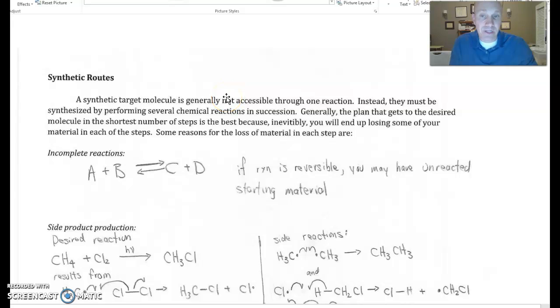In an ideal world, if you started with 100 molecules of A, you would be able to make exactly 100 molecules of B. But in reality, that's not the case, and there are a couple of reasons for that. One reason is incomplete reactions.